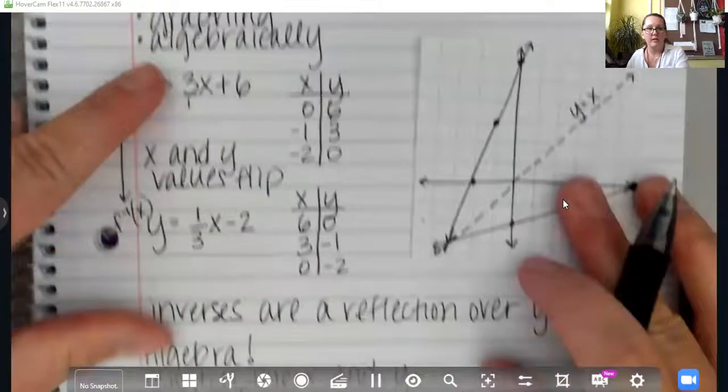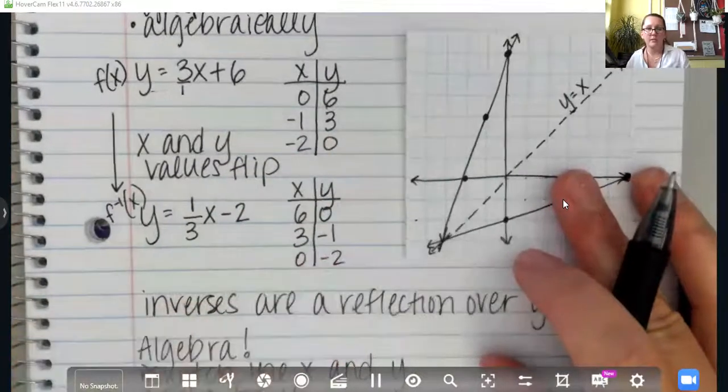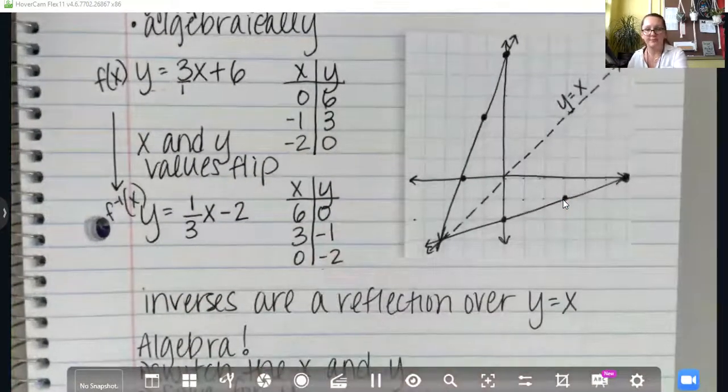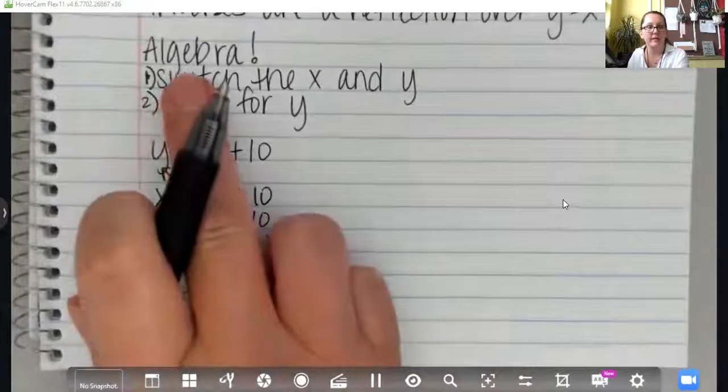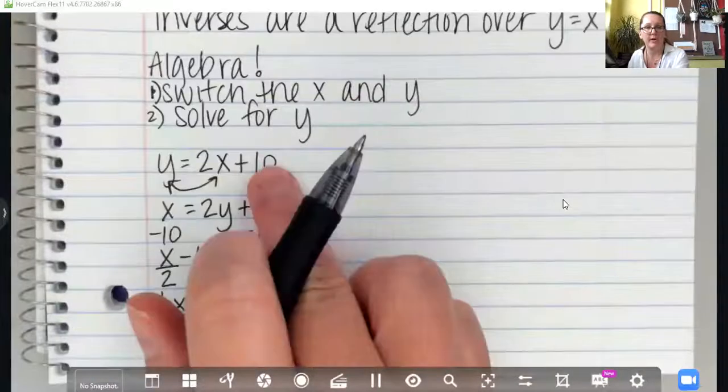To find graphically, you find 2 or 3 points, and then you switch your points. To find algebraically, you switch the x and y and solve for y.